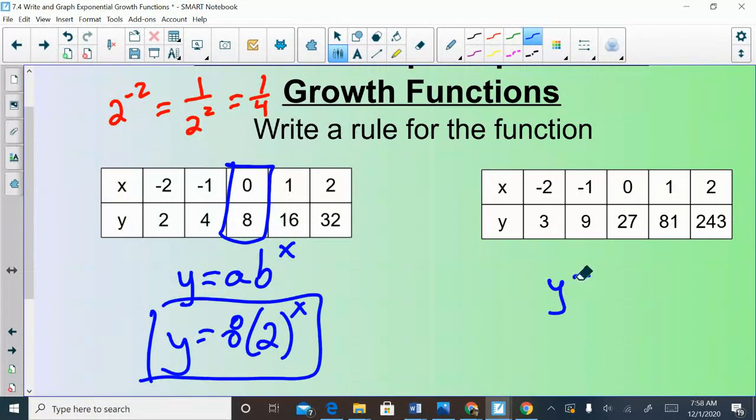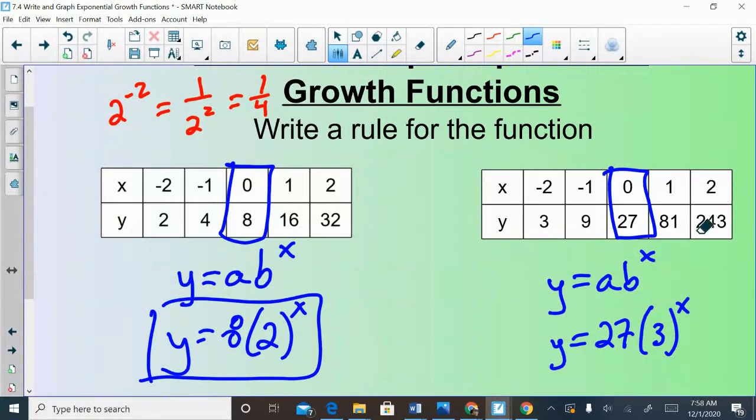You guys pause it here, try this one. Should be pretty easy. Remember, it's going to be y equals a times b to the x. A is the value of y when x is 0, and b is whatever you're multiplying by.